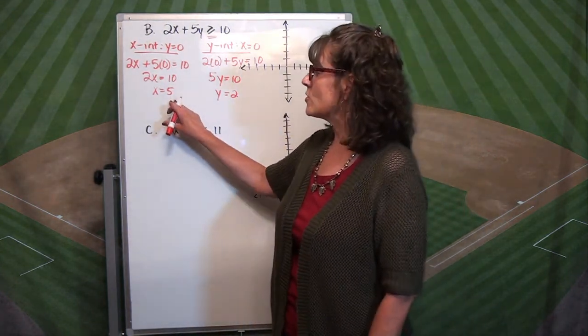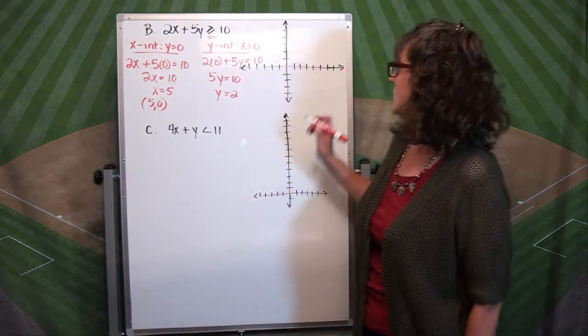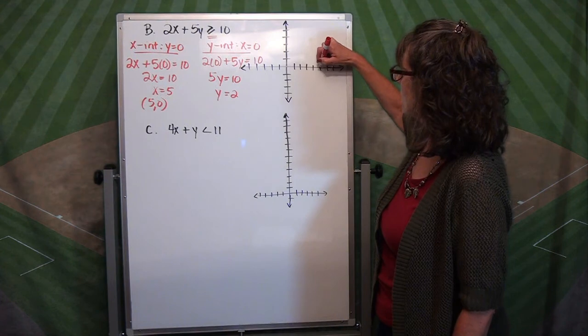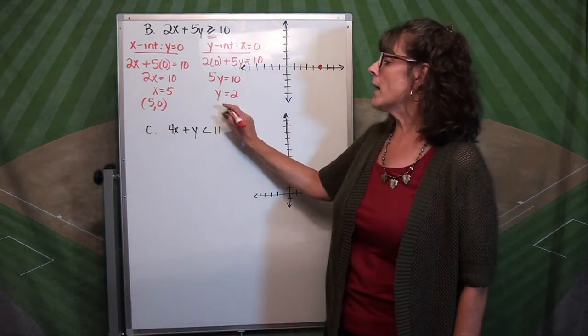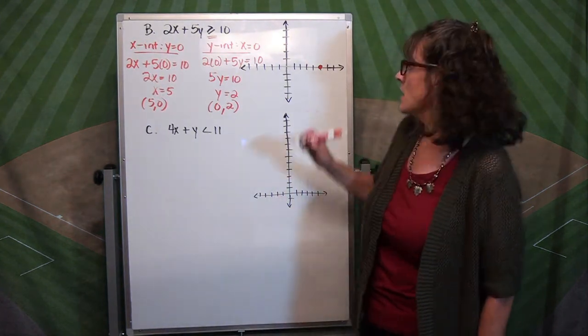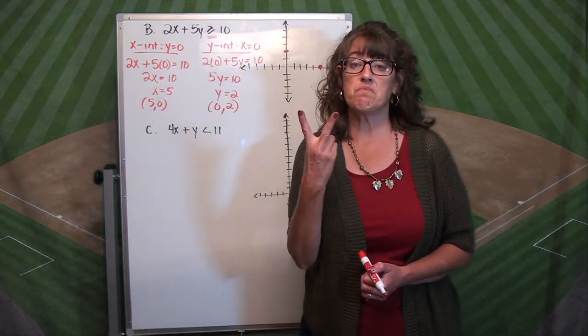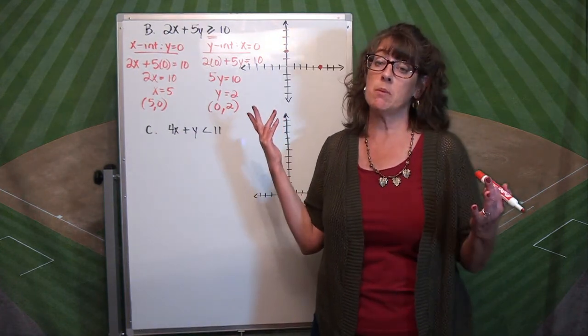So my x-intercept is (5, 0) because I made the y 0, and that sits 2, 4, 5 right here. And my y-intercept is (0, 2) because I made the x 0. And so (0, 2) sits here. How many points does it take to make a line? 2. I've got 2. I'm ready to make the line.